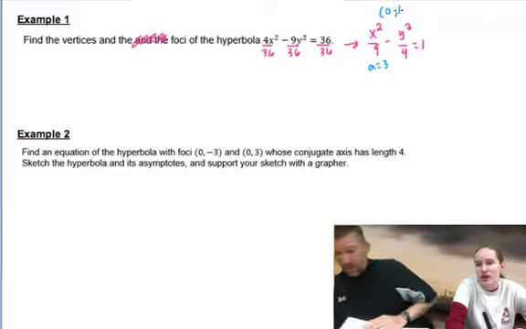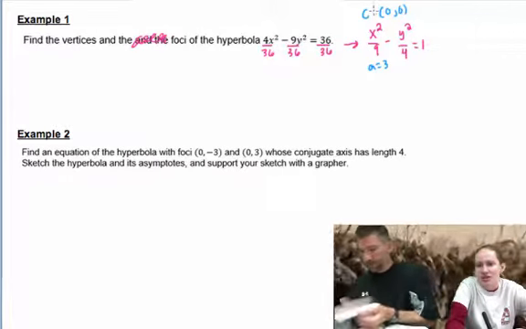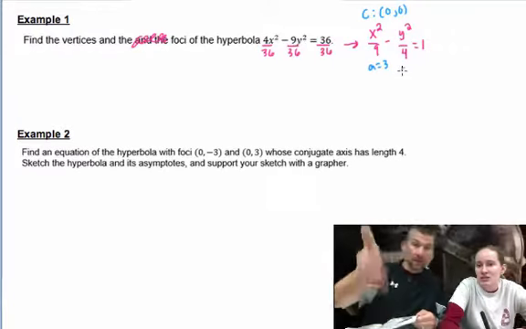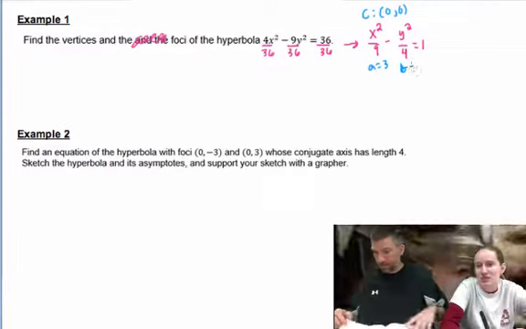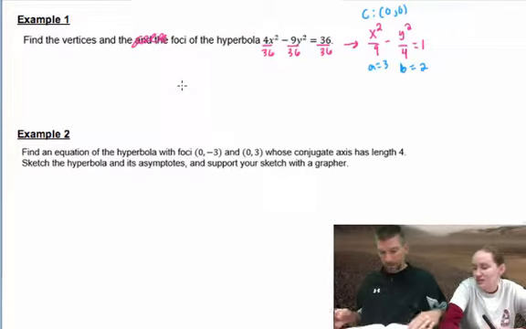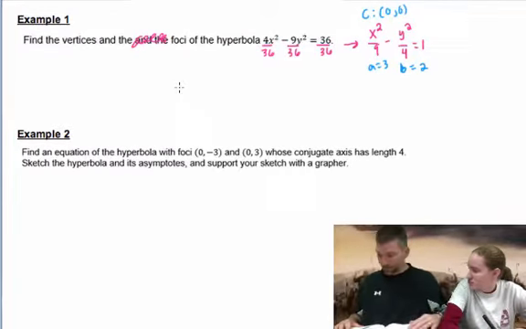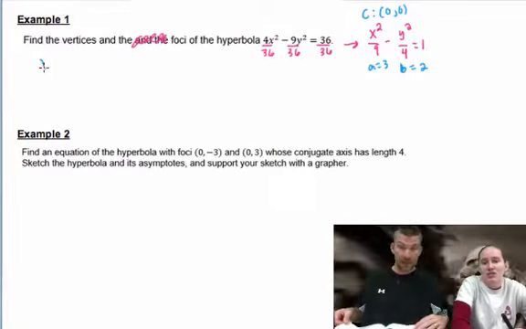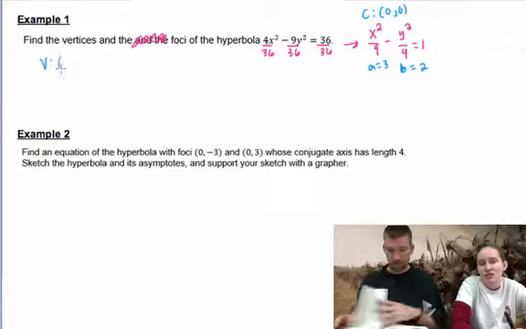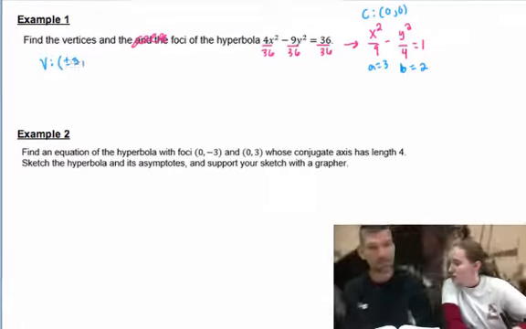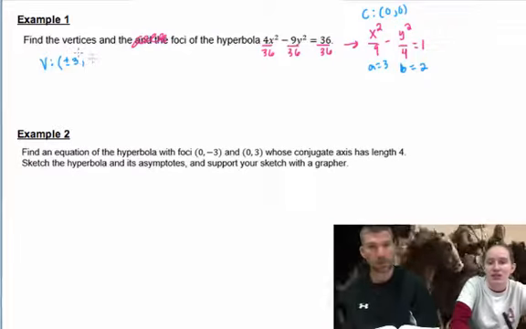That's the center. The center of our hyperbola is at 0, 0 because there's no parentheses for x and y. And a is going to be the square root of 9, which is 3, and b is the square root of 4, which is 2. And so our vertices, you're going to move left or right. So we're going to move left 3 and right 3 from the center to get our vertices. So that should be plus or minus 3, comma 0. If x is first, yes, that's right.